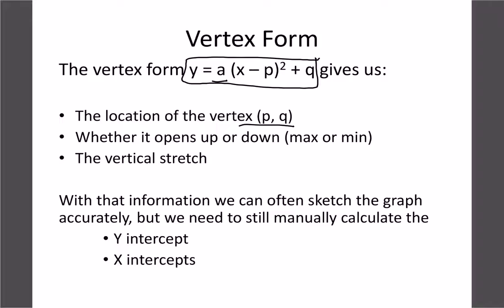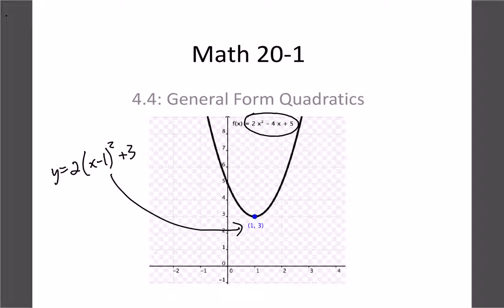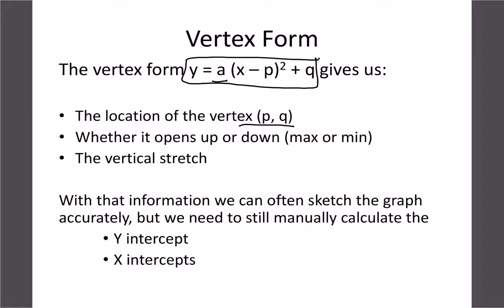So let's do the one that's on the previous page. So that was 2(x - 1) squared + 3. From that we know our vertex is at (1, 3). We know we have an A equals 2, which means it opens up and it's going to be a minimum. And from that, that's about all we know. We don't know the x-intercepts or y-intercepts, but we could figure them out.